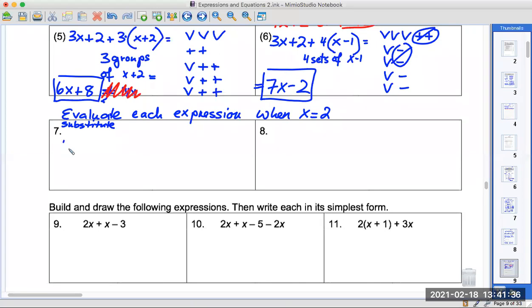I got 4 x's. This means 4 times x plus 6. So for x is 2, I have 4 times 2 plus 6. Multiply first. 8 plus 6. 8 plus 6 is 14.